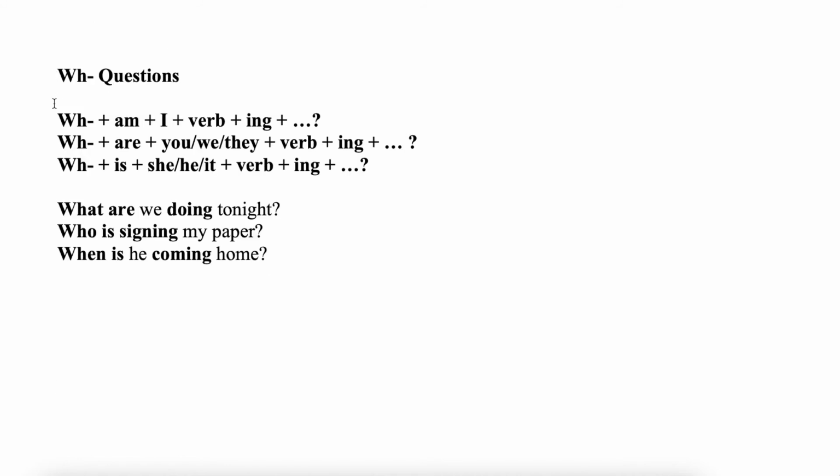WH questions. What am I verb-ing? What are you, we, they verb-ing? What is she, he, it verb-ing? What am I doing? What are you doing? What is he doing? What are we doing tonight?